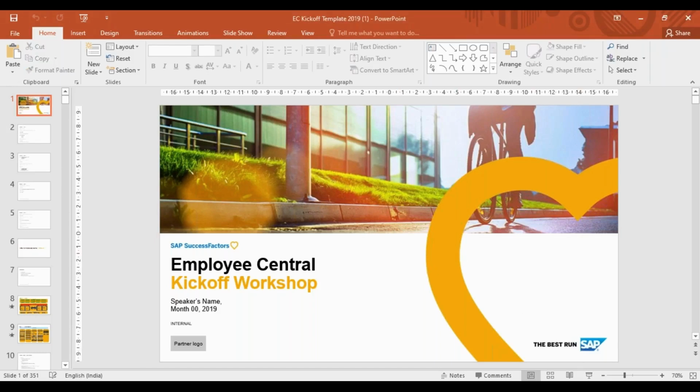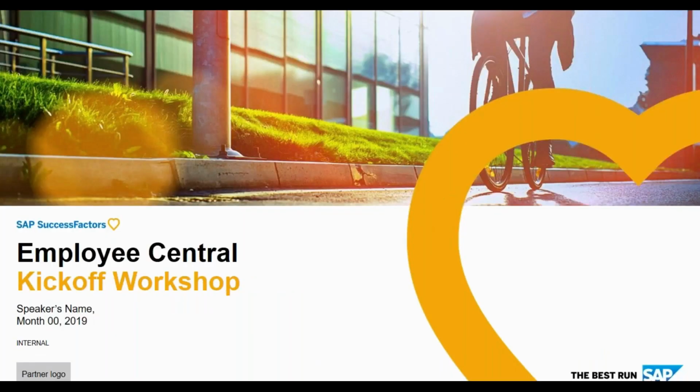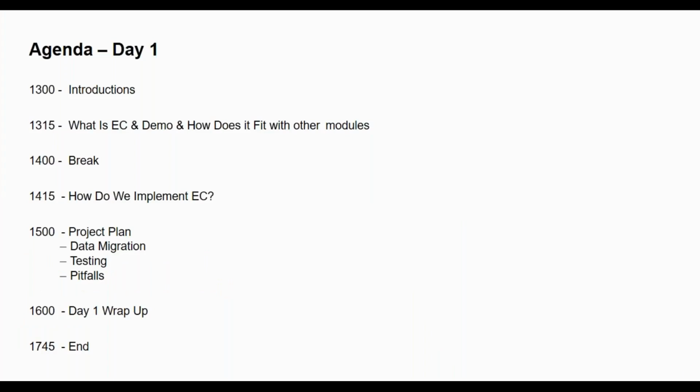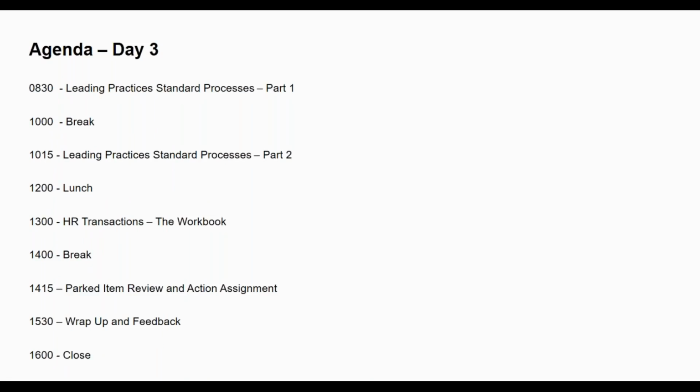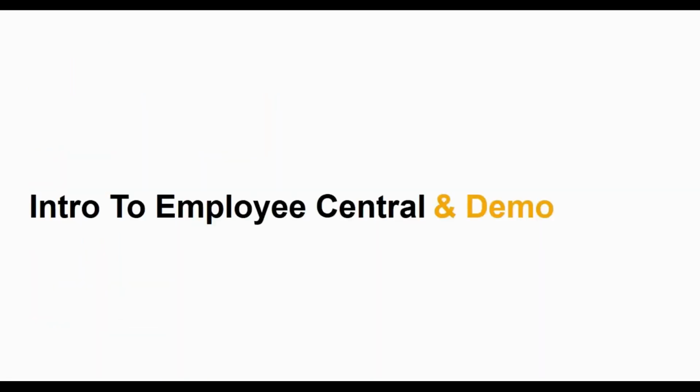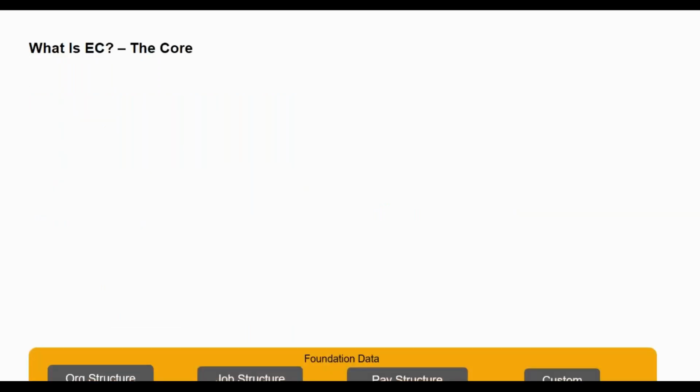This is your kickoff template. Okay, now you need to explain this to the customer. This is downloaded from the partner site. Okay, it gives you agenda like introduction, what is Employee Central, and then give a demo. Then take a break. Then how do we implement in EC? What is the project plan? How you're going to do it? Okay, first day ends. Second day you start with the foundation tables and so on. So this is the agenda for each day. So while giving the demo to the customer, you need to explain what is Employee Central.